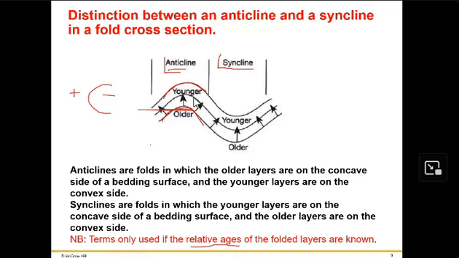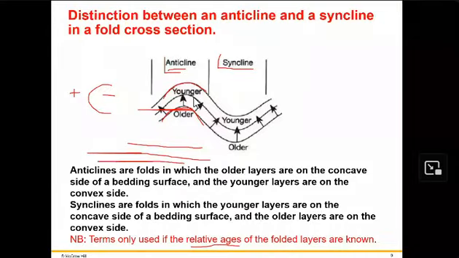Now, let's draw this again. So one is younger, and two is what? Older. All right, one is younger. So a bed is always younger than the one below it and older than the one above it. So in this case, two is older and one is younger. Now, when you subject this to compressional stress, you get this kind of geometry.